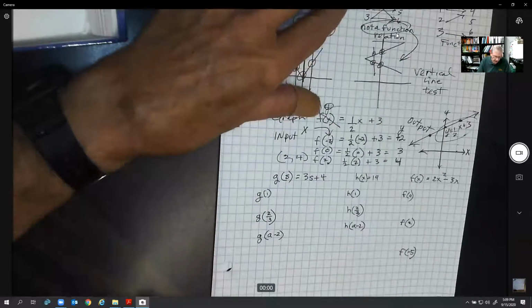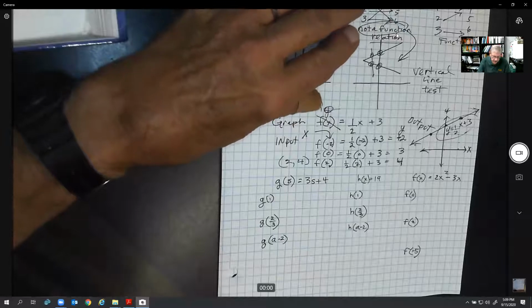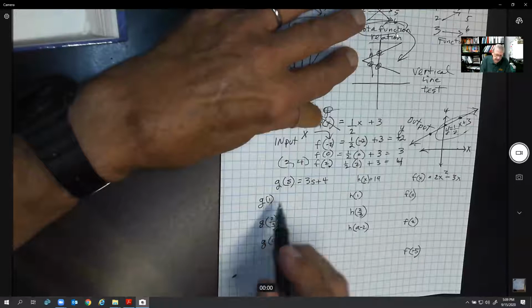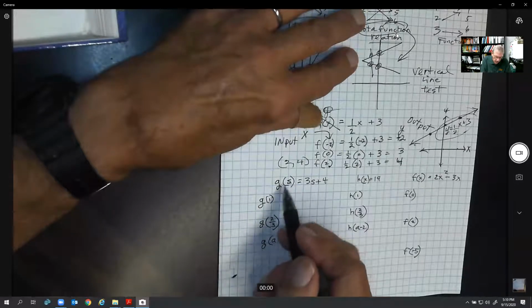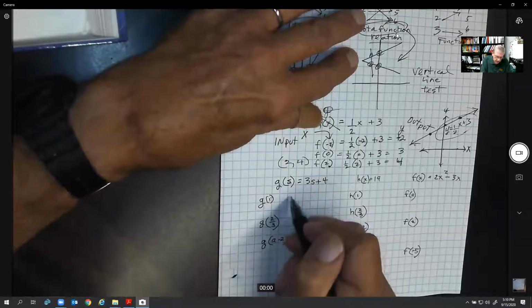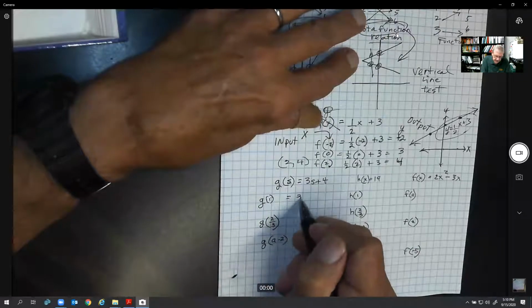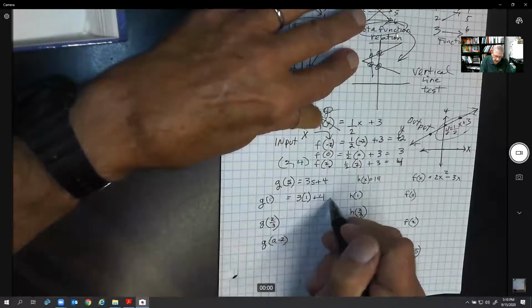Last one, we're going to evaluate these functions. So what do you think this one means? This one means replace this s right here with a 1. So wherever we see an s, we're going to put the number 1. This is 3 times 1 plus 4. Well, that looks like 7.